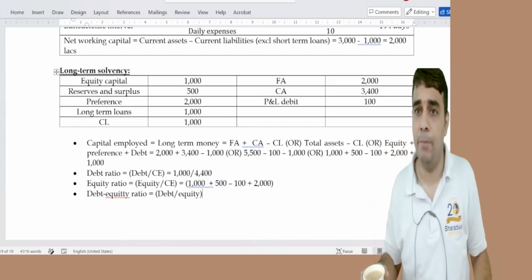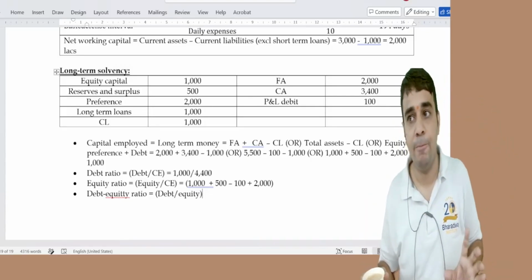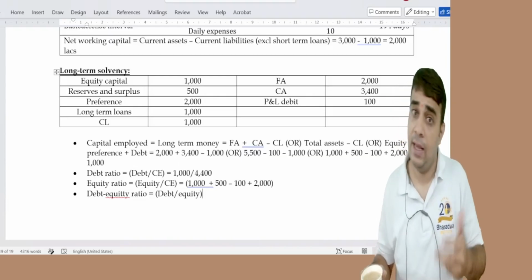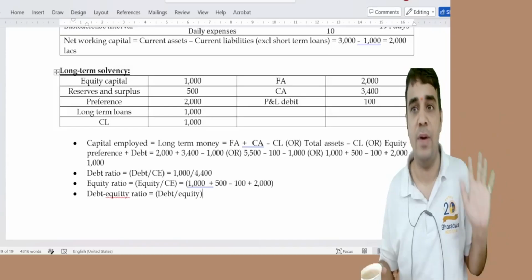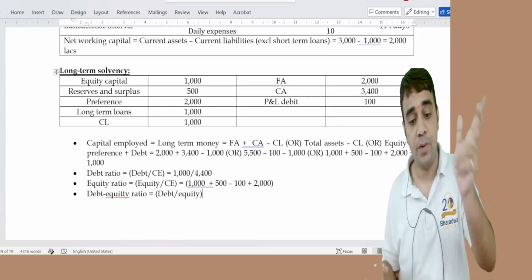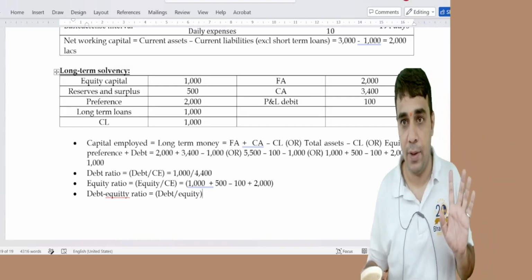Once I got that number, I find debt as a proportion of capital employed, equity as a proportion of capital employed. I may also want to do preference as part of capital employed, but that's not among our common ratios. That is why preference is either added to what? Debt or equity, depending on the characteristic.